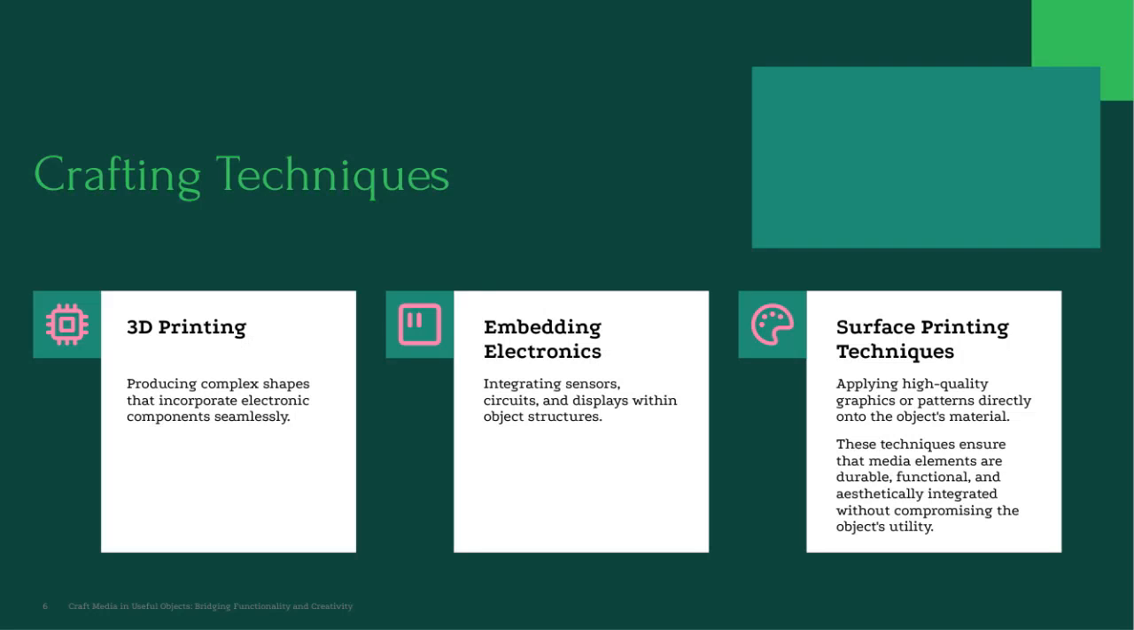When we talk about crafting techniques, there are three key methods that really stand out. First, 3D printing allows us to create complex shapes that can seamlessly incorporate electronic components. This means we can design objects with built-in technology from the ground up. Next, embedding electronics involves integrating sensors, circuits, and displays directly within the structure of the object. This approach makes the technology an integral part of the design rather than something added on later.